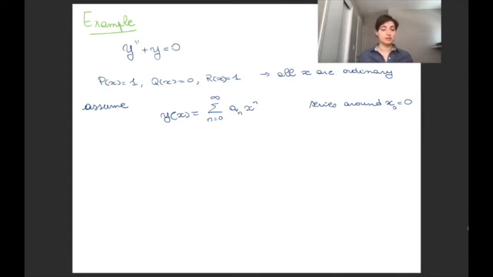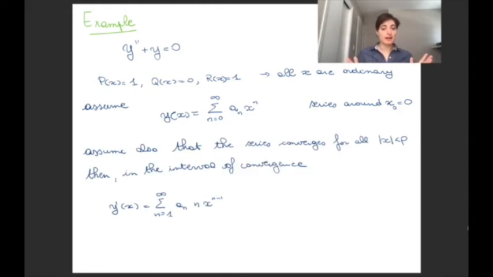We can assume, because P of x is different than 0, that y of x can be written as an infinite sum. And we set the series around x equal to 0 to make it simpler. So it's a sum from n equal to 0 to infinity of a_n x to the n.